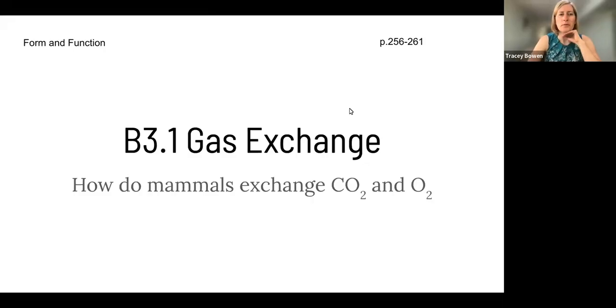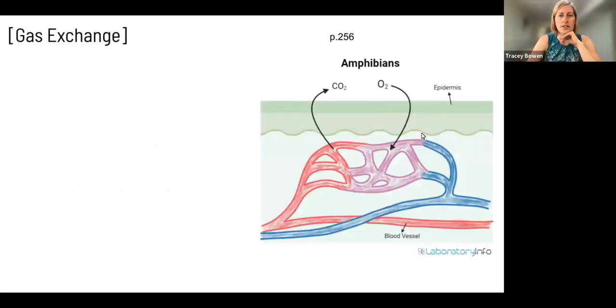Hey all, we will be looking at B3.1, which is gas exchange in this video, and we want to be thinking about how mammals exchange carbon dioxide and oxygen. So we're going to be looking at pages 256 to 261, and we want to be thinking about the structure of gas exchange surfaces and how they contribute to the function of gas exchange.